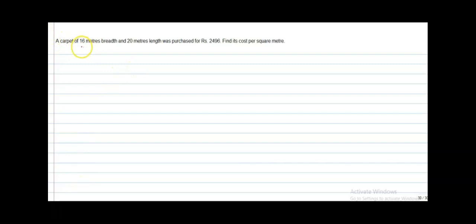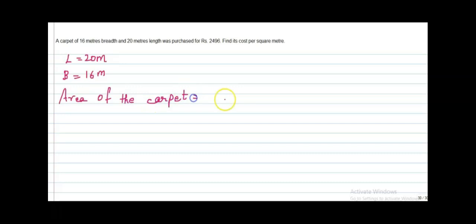A carpet of 16 meters breadth and 20 meters length was purchased for 2,496 rupees. Find its cost per square meter is the question. A carpet is rectangular in shape. Its length and breadth are given to be 20 meters and 16 meters respectively. So the area of the carpet is going to be 20 into 16, that is 320 meters square.